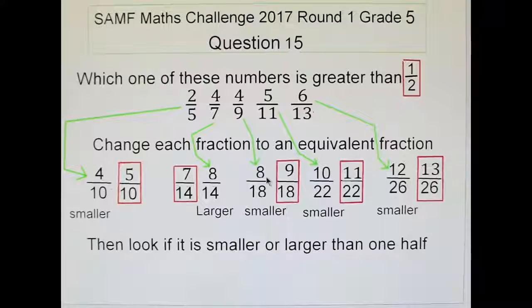4/9 turns into 8/18, definitely smaller than a half. 10/22 is smaller than 11/22, which is the equivalent fraction of a half. And finally, the equivalent fraction for a half in 26ths is 13, and 12/26 is smaller than 13/26. So again, this one is the only number that's larger than a half.